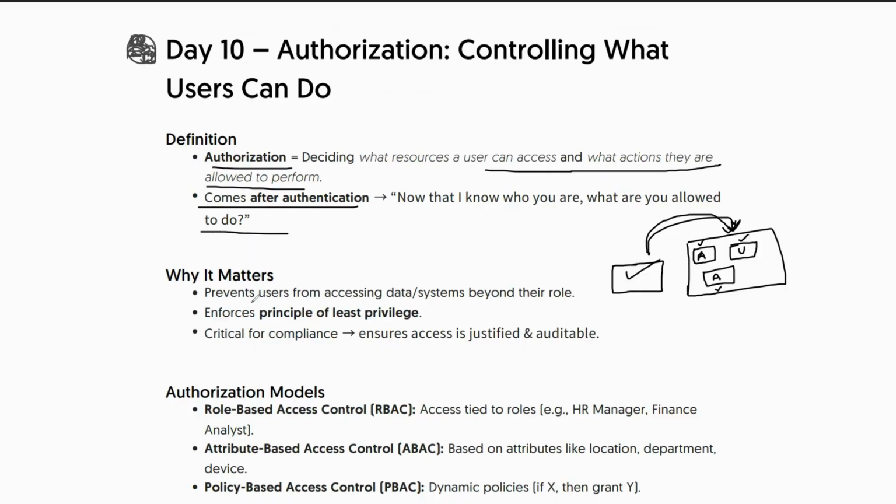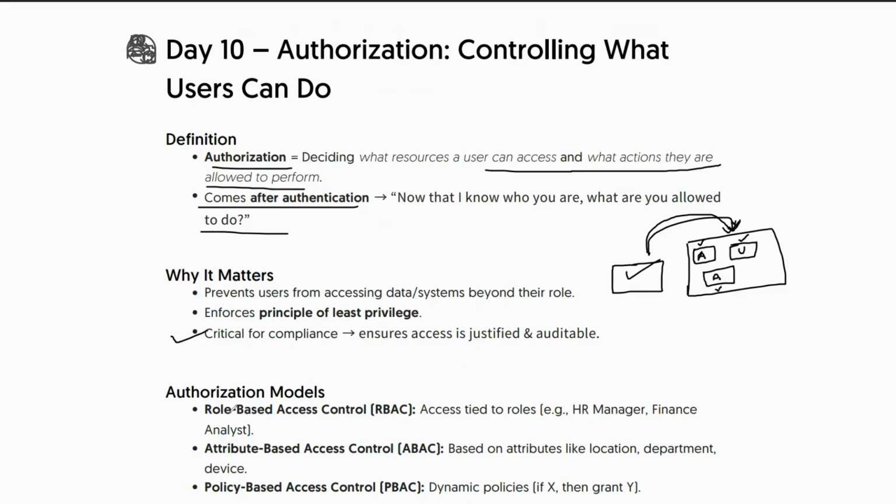Why it matters: it prevents users from accessing data and systems beyond their role, enforces the principle of least privilege, and is critical for compliance. Because in the compliance world, one thing that is reviewed is what level of access you have. Who has those access? Are those access being tracked or not? Are they being monitored? And are they being revoked also?